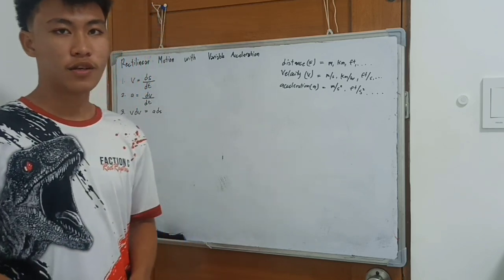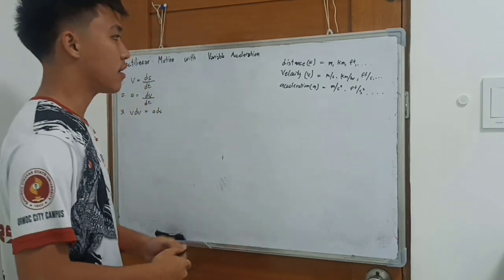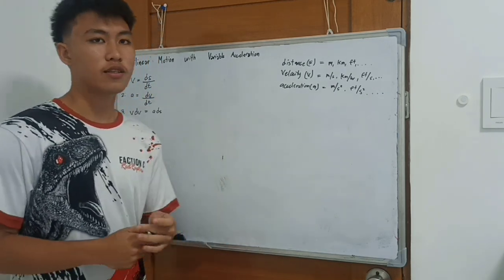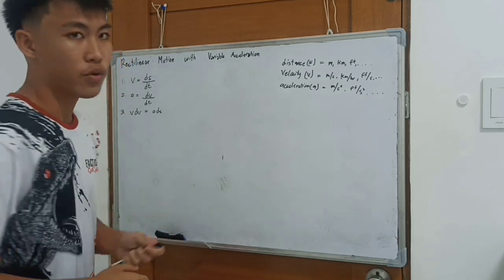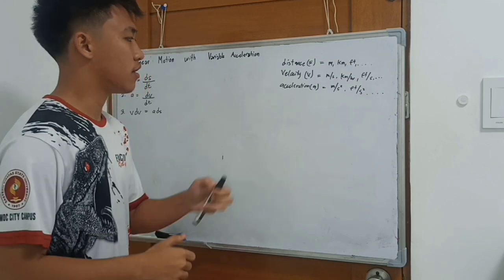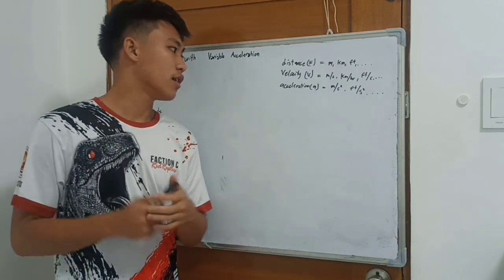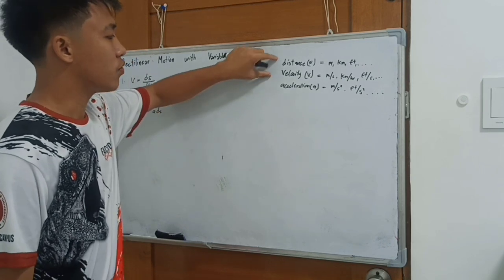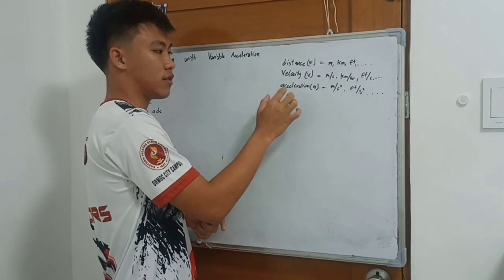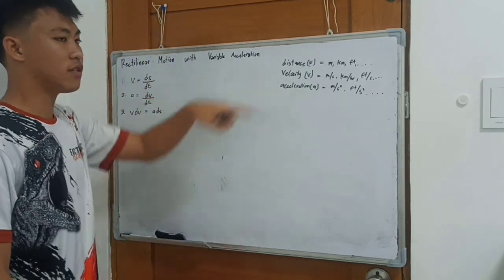So as I said before, we can get the distance, velocity, and acceleration by deriving the function of time, or integrating the function of time. So question, what if we start with the equation of acceleration? Is it good? Yes. We can also get these two by integrating the equation of acceleration, and we can get the velocity.